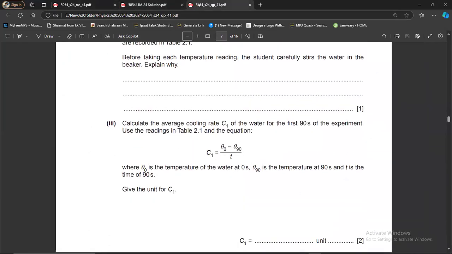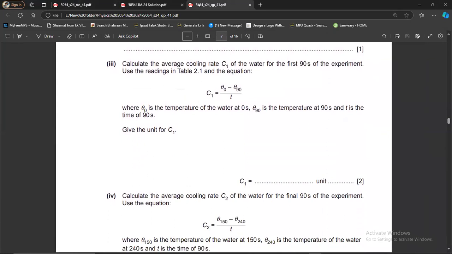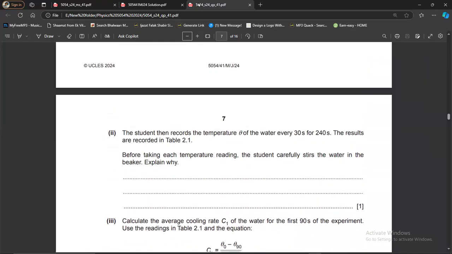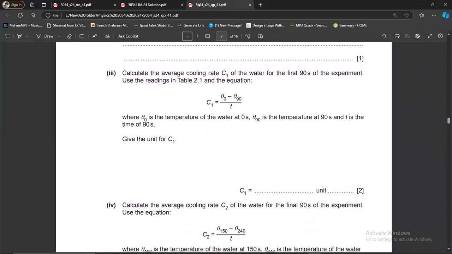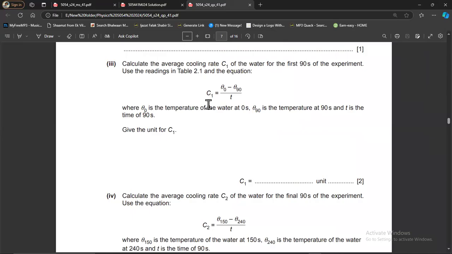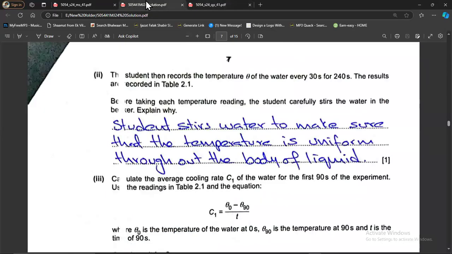Then their question, this is the third part: calculate the average cooling rate, C1, of the water for the first 90 seconds of the experiment. Use the readings in table 2.1 and the equation. The equation is the temperature at 0 seconds minus the temperature at 90 seconds, divided by the total time. The total time is 90 seconds because they are talking about the first 90 seconds. So then I will get the rate of cooling, and I'm calling it C1.